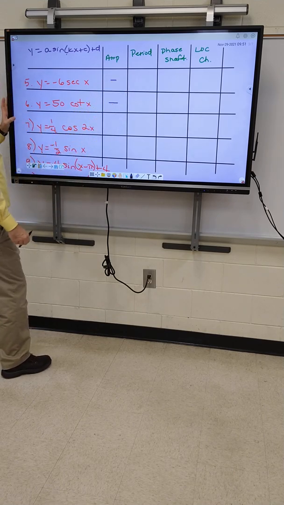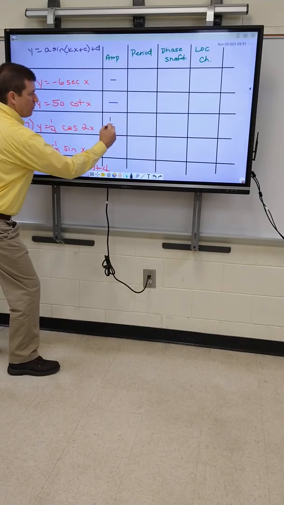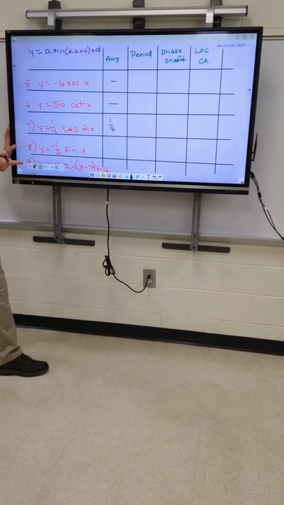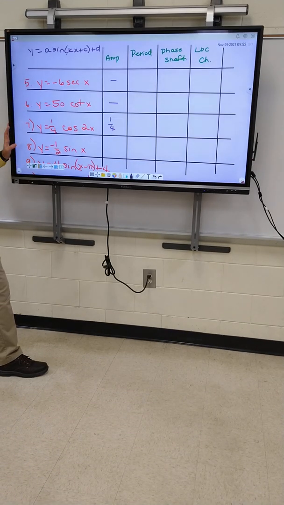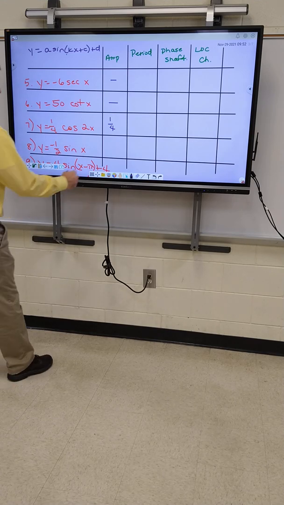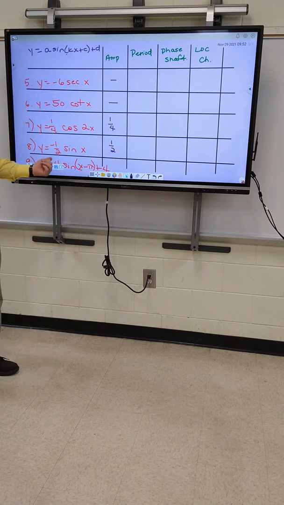So 5, no answer. How about 6? No answer. How about 7? Yes. What's my answer on 7? 1/4. That's the number that's in the front. What's my answer on 8? Now, is it going to be negative 1/2 or positive 1/2? Why is it only positive 1/2? Because if you look at your formula sheet, it says absolute value of A. So the answer will always be just positive. So it's positive 1/2. How about 9? Positive 4.